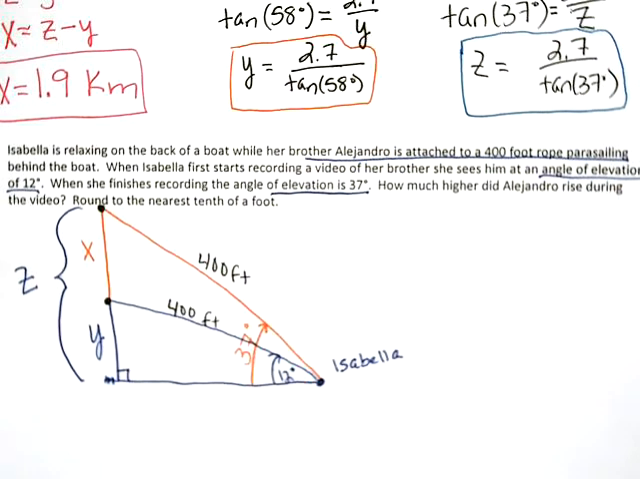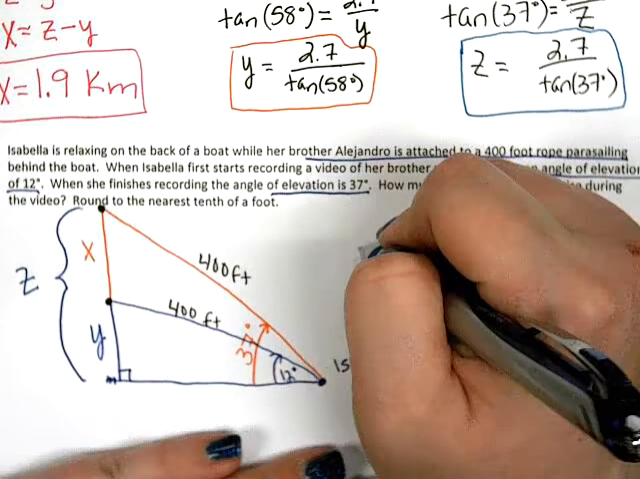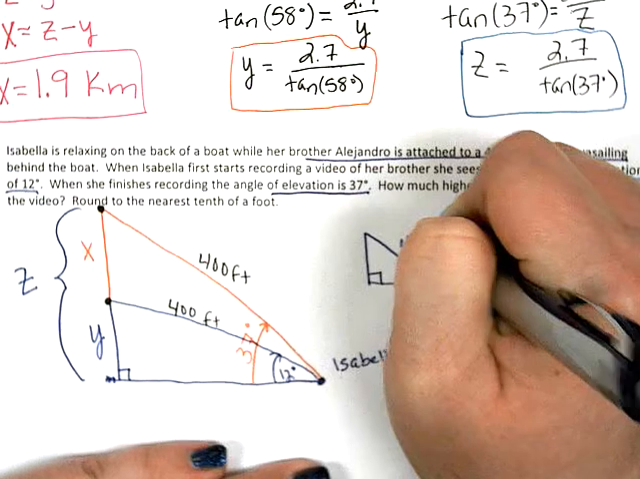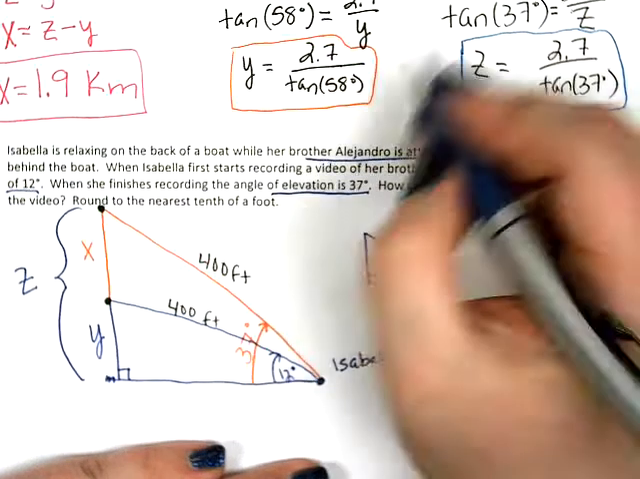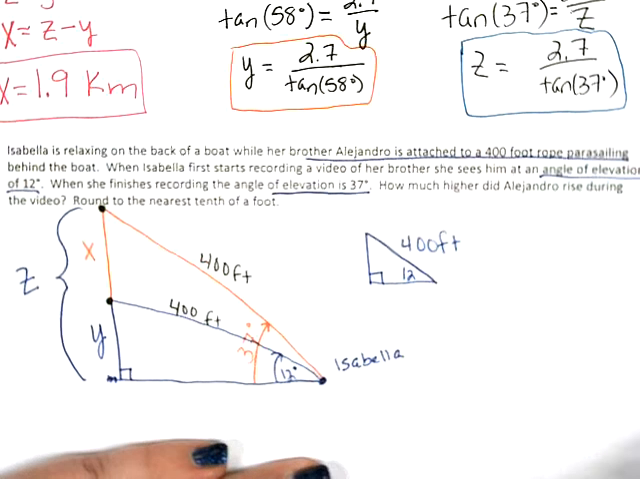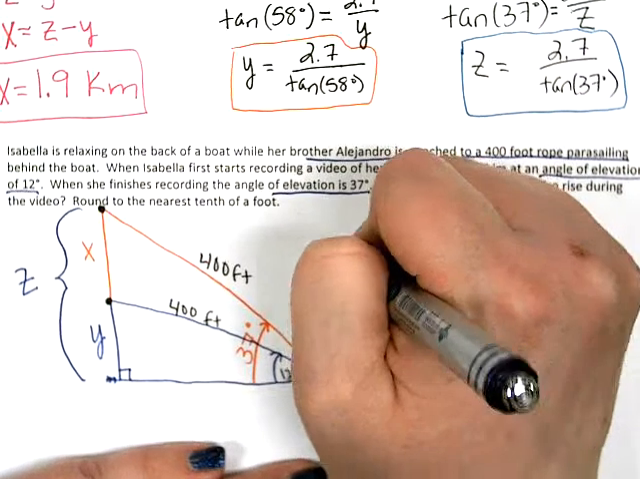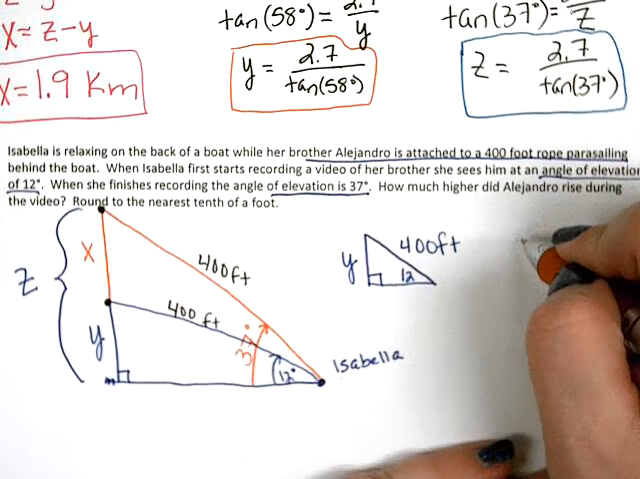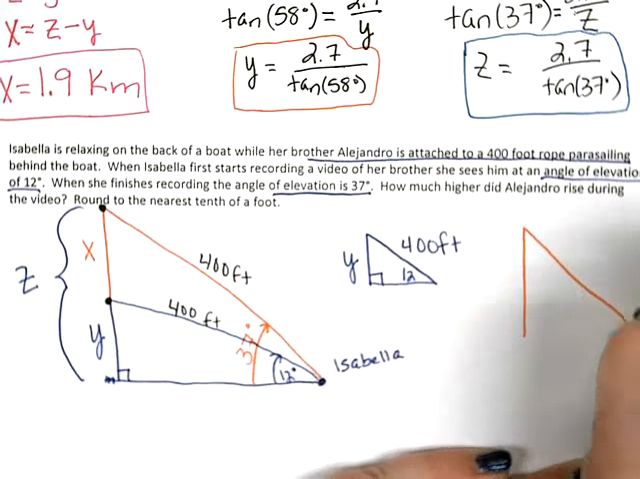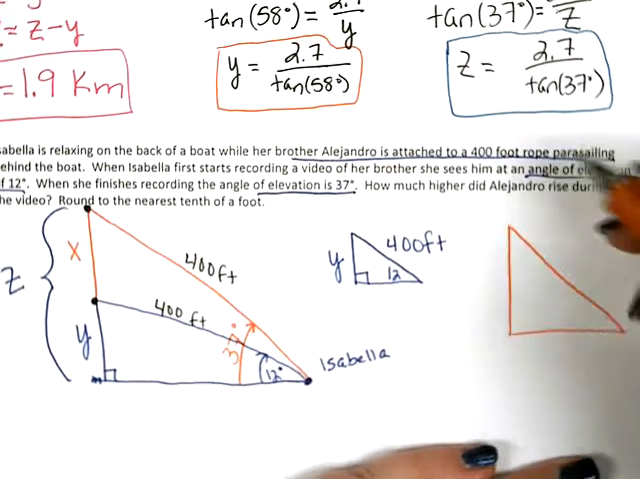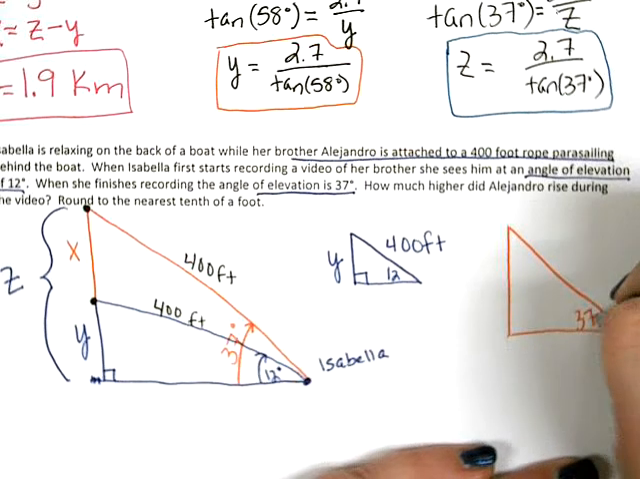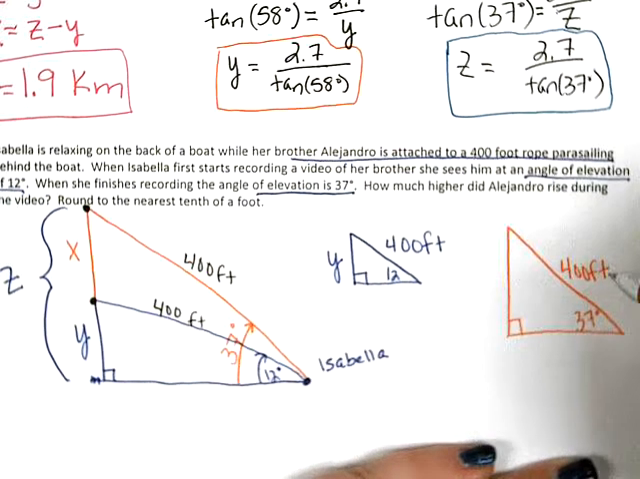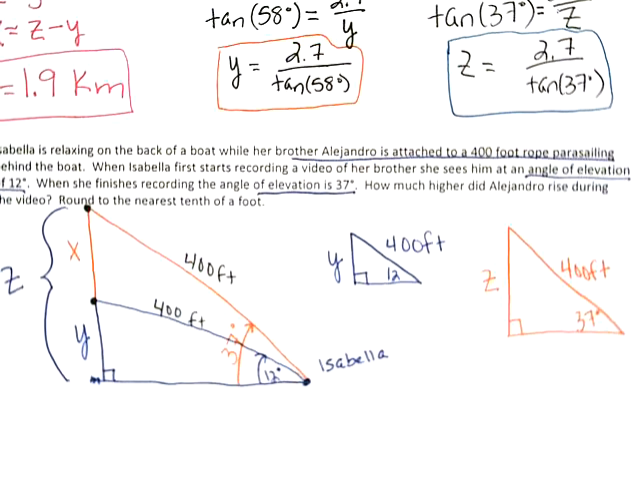So what I'm going to do really quick is draw those two triangles separately so I can see what's going on. The first one: the rope is 400 feet, I know that for sure, and the angle of elevation is 12 degrees, and we're looking for Alejandro's height, y. And that's what he started at. And then for the second one, now we're looking at when he's higher. So that angle of elevation is 37 degrees. The rope is still 400 feet. And now he's at his total height, which is z.